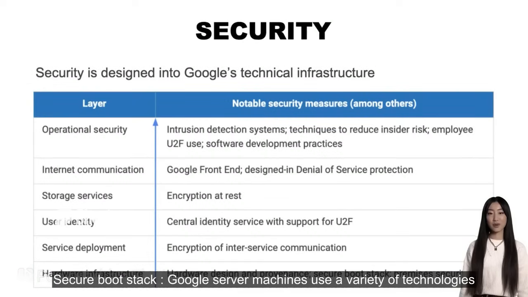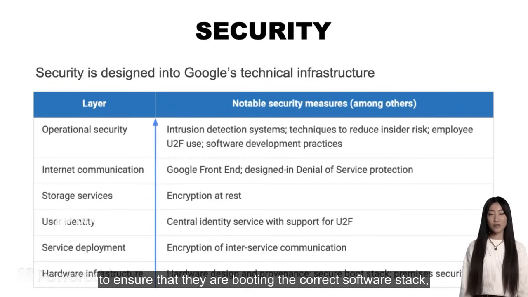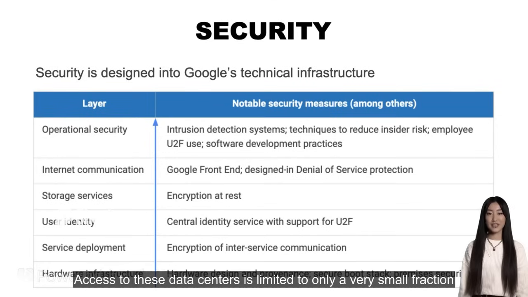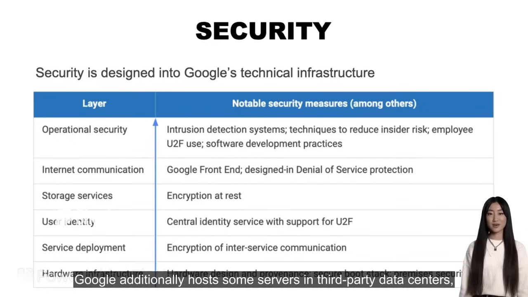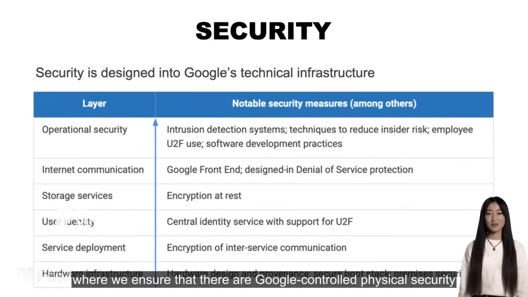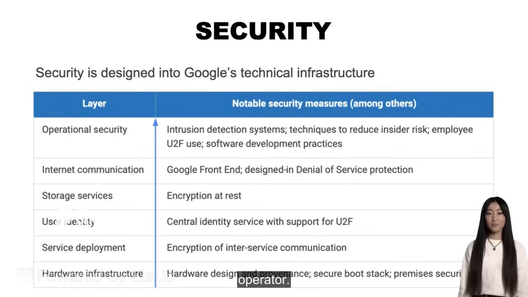Secure Boot Stack. Google server machines use a variety of technologies to ensure that they are booting the correct software stack, such as cryptographic signatures over the BIOS, bootloader, kernel, and base operating system image. Premises security. Google designs and builds its own data centers, which incorporate multiple layers of physical security protections. Access to these data centers is limited to only a very small fraction of Google employees. Google additionally hosts some servers in third-party data centers, where we ensure that there are Google-controlled physical security measures on top of the security layers provided by the data center operator.